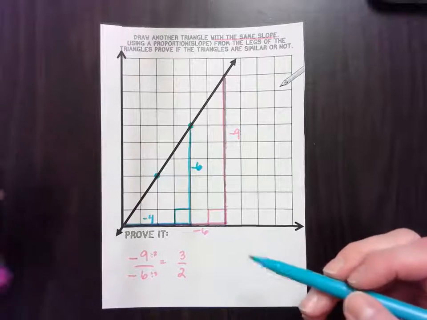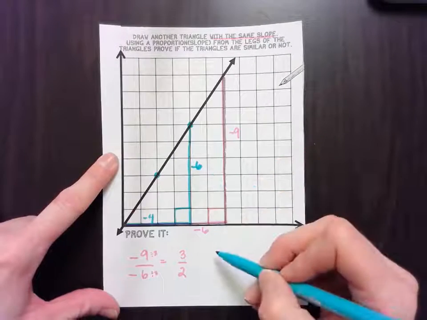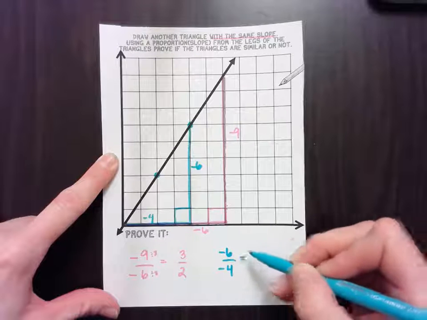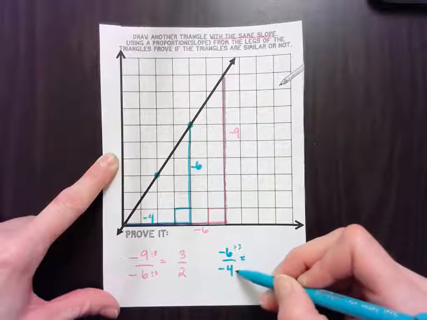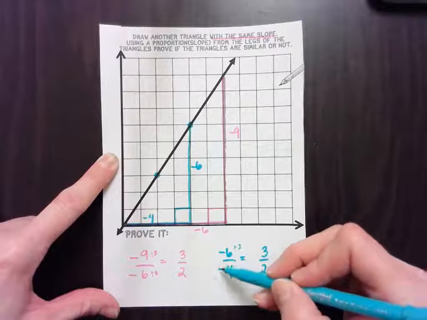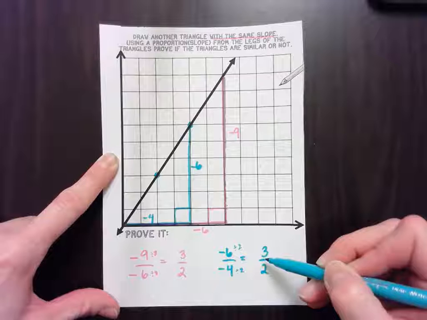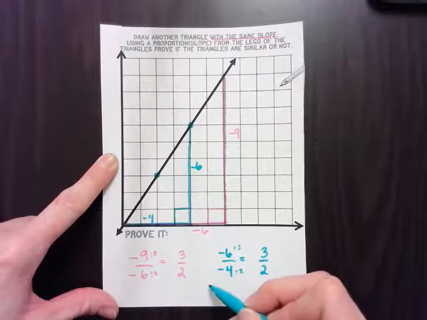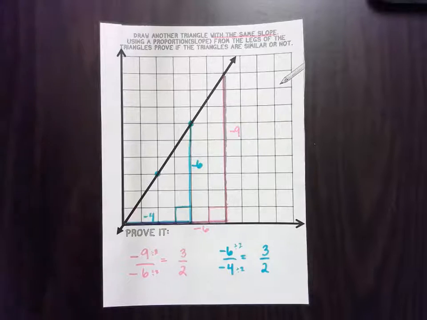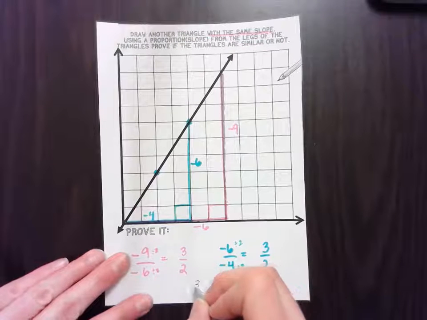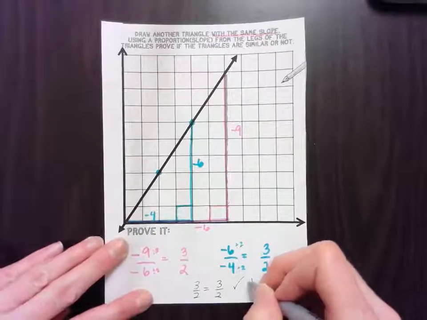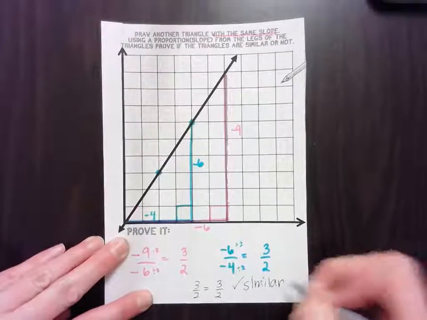If I take my blue, rise is -6, run is -4. Simplify, I can divide each by 2, and I get 3 over 2. They're both negative. Negative divided by negative is positive. So because 3 over 2 equals 3 over 2, the triangles are similar.